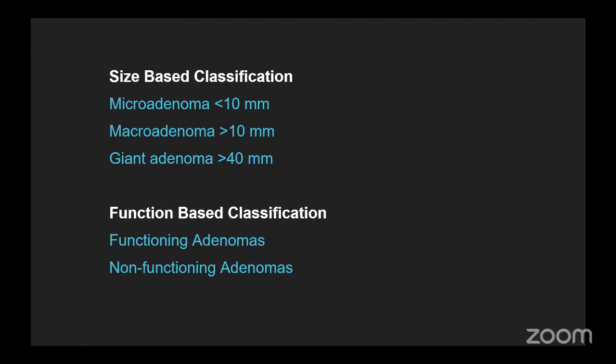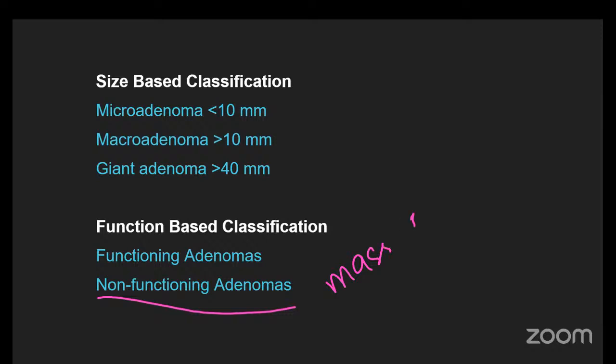Then we have function-based classification, pretty easy. We have functioning adenomas that are secretory. They secrete biochemical substances that end up disrupting the body's normal homeostasis. Then we have the non-functioning adenomas, which do not do much in terms of secretion. How do they affect us? They affect via mass effect.